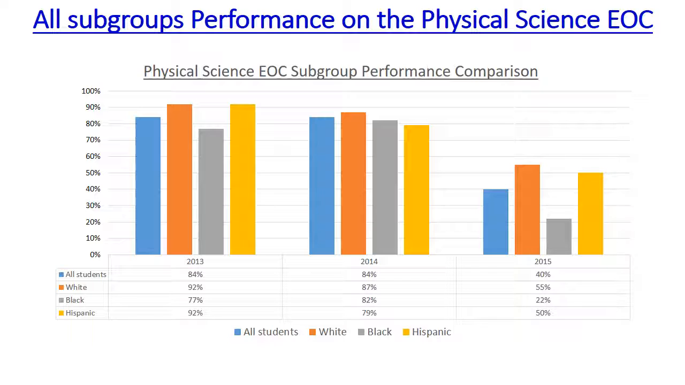Then looking at the physical science EOC subgroup performance comparison, in 2013 we're at 84%, and in 2014 we're also at 84%. So staying consistent. Then going to the new testing company, you see that we dropped to 40% in physical science. As we continue with this company and start to see more scores coming in after each calendar year, we can reevaluate and at least identify if we are getting worse or if we're making strides forward and moving forward in our improvement plan.